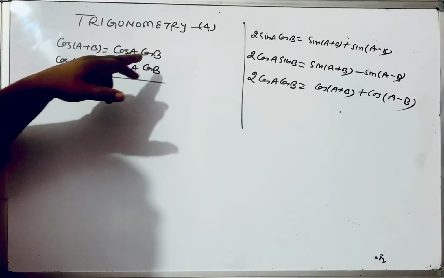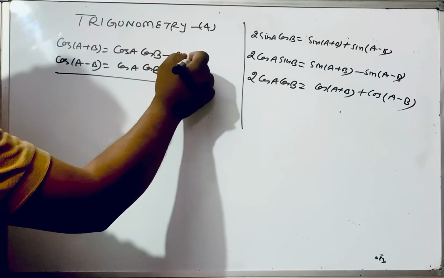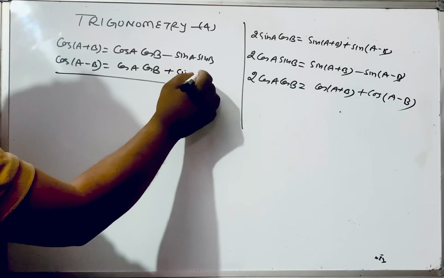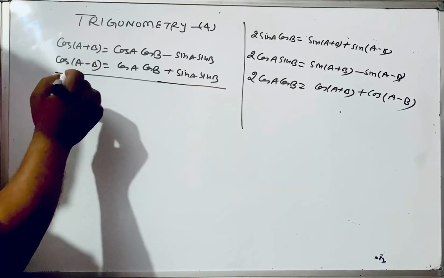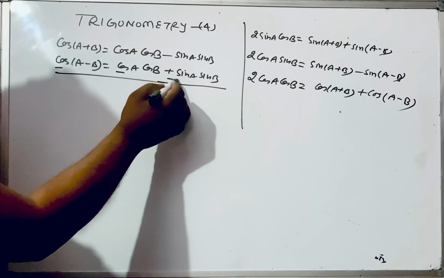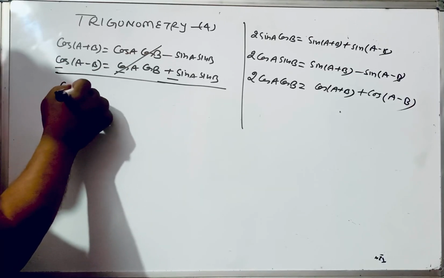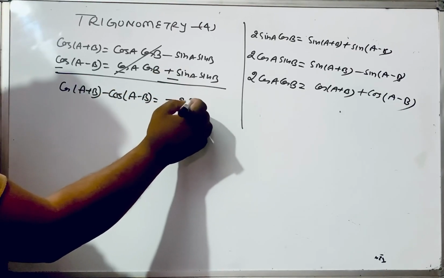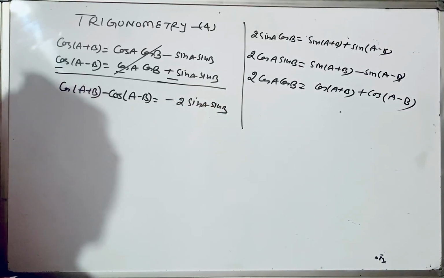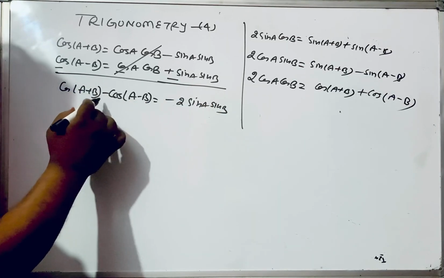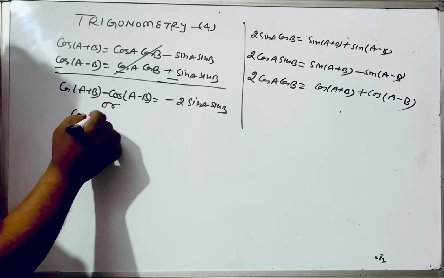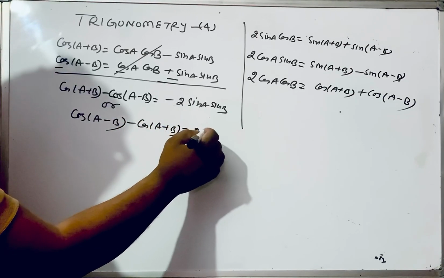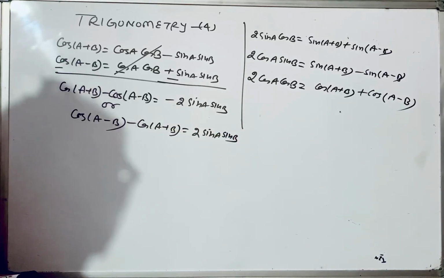cos(A+B) is equal to cos A cos B − sin A sin B, and cos(A−B) is equal to cos A cos B + sin A sin B. Subtracting, minus minus minus, this will be cancelled. cos(A+B) − cos(A−B) is equal to −2 sin A sin B. Multiply both sides by minus, you will get cos(A−B) − cos(A+B) is equal to 2 sin A sin B.